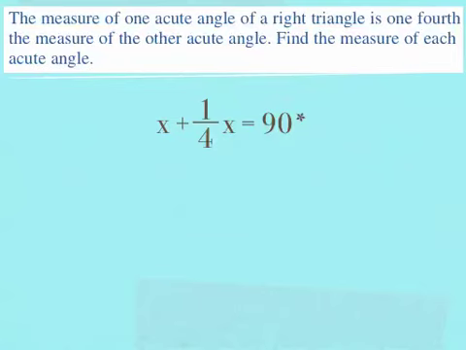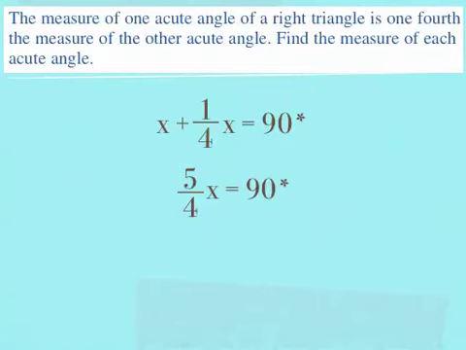I need to combine my x's. Remember, to add fractions, you have to have a common denominator. So I could say x plus 1/4 x would be the same as 4/4 x plus 1/4 x, which gives me 5/4 x equals 90. Just a quick fraction review: remember that 4/4 would be the same as 1, so that's why that works. Now I have 5/4 x equals 90 degrees.